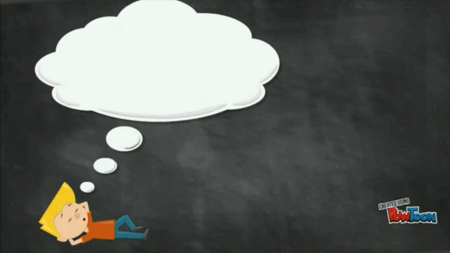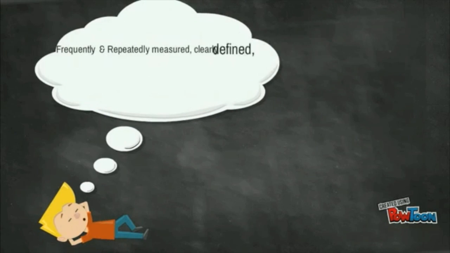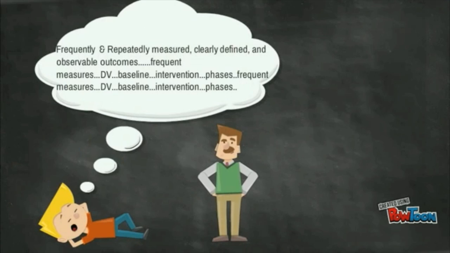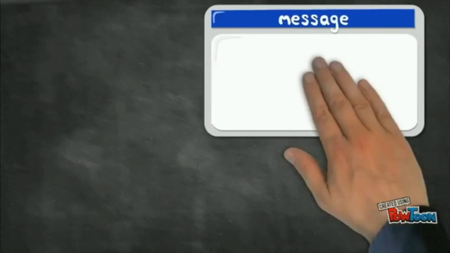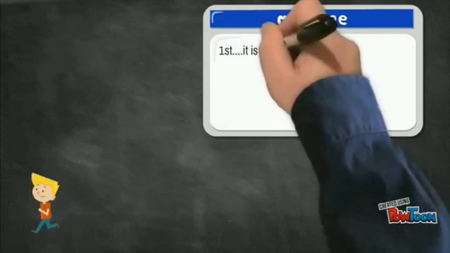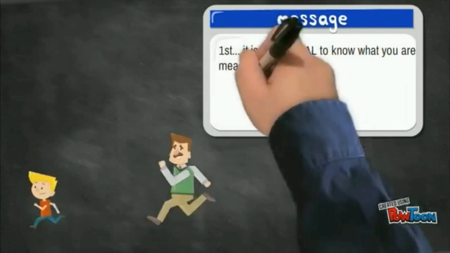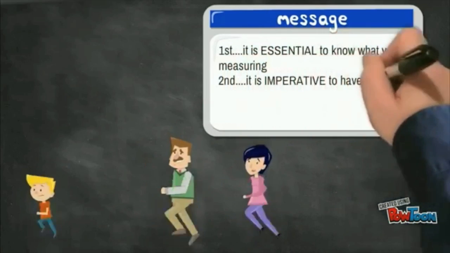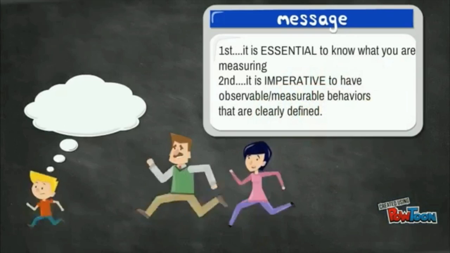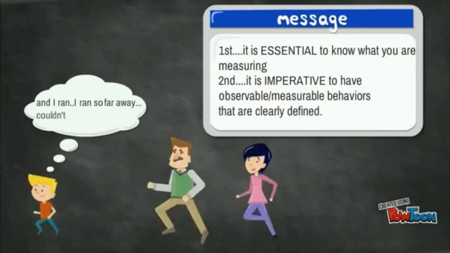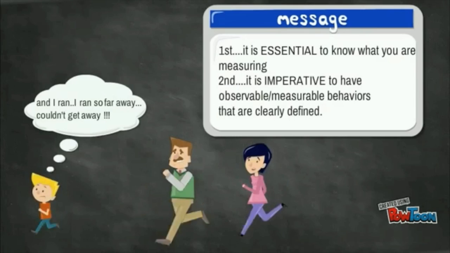Frequently and repeatedly measured, clearly defined, and observable outcomes. One of the cornerstones of single subject design is frequent measurement of the dependent variable throughout the baseline and intervention phases or conditions. But let's get something straight first. In order to frequently measure the dependent variable, it is essential to know what you are actually measuring. As such, it is imperative to have observable and measurable behaviors that are operationally and clearly defined.